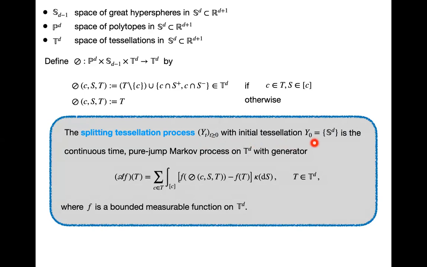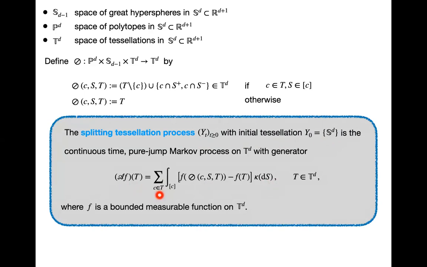We define this with initial tessellation, the whole sphere. And by this, we mean the continuous time pure jump Markov process on the space of tessellations. And it's described by this following generator. This generator is called the calligraphic A. And on a tessellation and a bounded measurable function on the space of tessellations, it acts as follows.